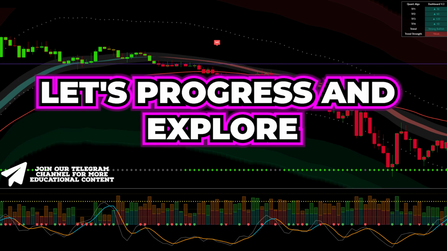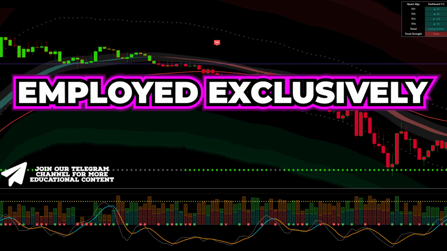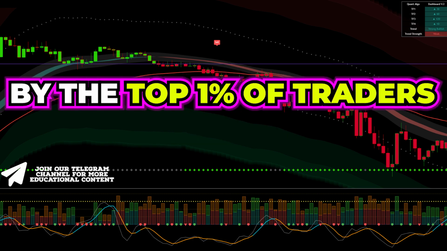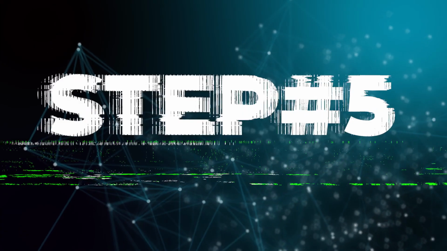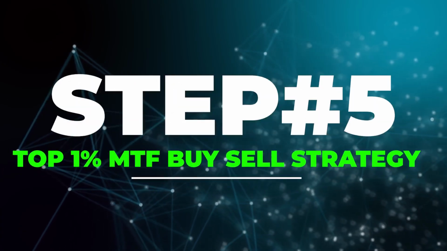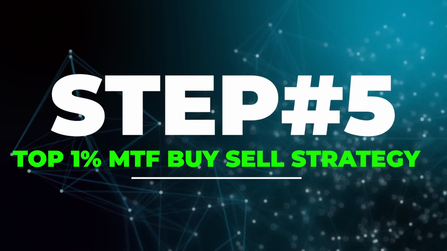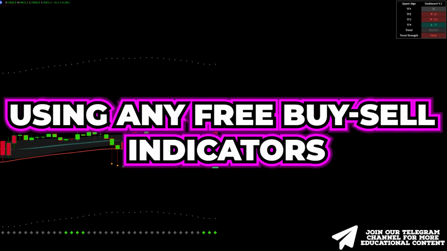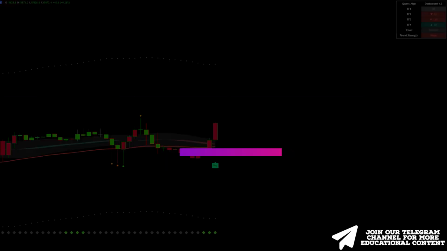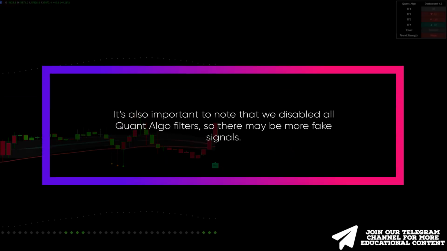Now, let's progress and explore an advanced strategy employed exclusively by the top 1% of traders. So, we're going to show you an insane buy-sell powered strategy that is more profitable than 90% of paid indicators that compete with Quant Algo. Again, you can apply it using any free buy-sell indicators. It's also important to note that we disabled all Quant Algo filters, so there may be more fake signals.